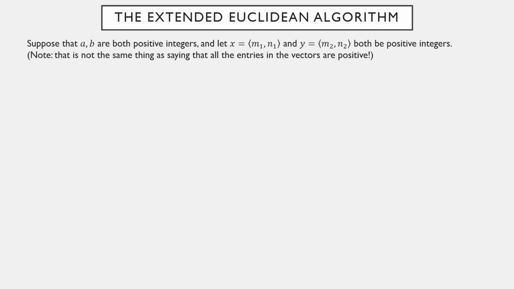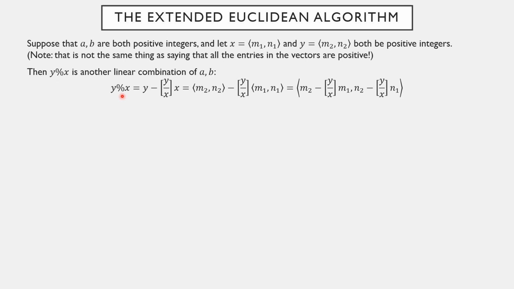So here's the extended Euclidean algorithm. Assume a and b are both positive integers. Let x be this vector and y be this one. These are both positive integers. Then the remainder, y over x, is another linear combination of a and b. Specifically, the remainder of y over x is y minus the quotient times x. y is this vector here, that was our assumption. The quotient times x, but x is this vector here.